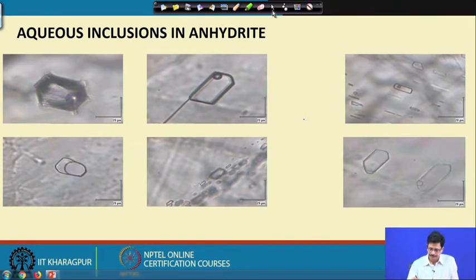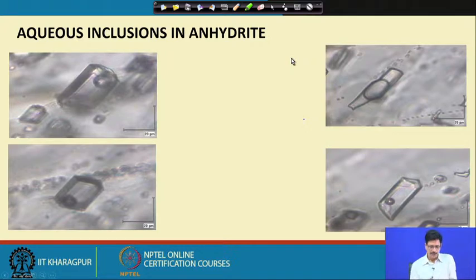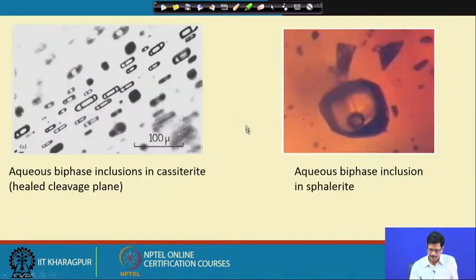And this is also the same anhydrite, where we could see some very interesting aqueous biphase inclusions mimicking the geometry of the host crystal, which are called in the literature negative crystal shaped inclusions. You could see this on all but one, which is a flattened geometry inclusion where the vapor bubble is not even truly circular.